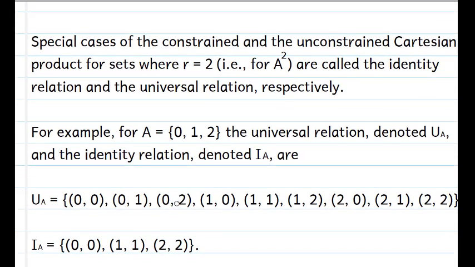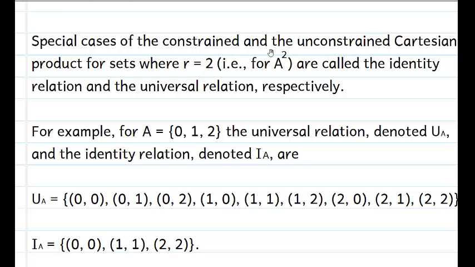Now, the special cases of the constant and the unconstrained Cartesian product for sets where r equals 2 are called the identity relation and the universal relation respectively. We will see the meaning of identity relation and universal relation. For example, if we have A equal to {0, 1, 2}, the universal relation denoted by UA is given by this, so all the pairs are considered. This is actually A with A, but all the terms are considered.